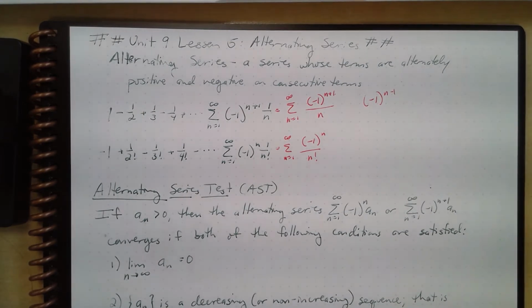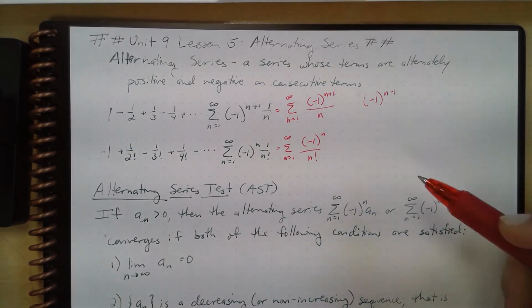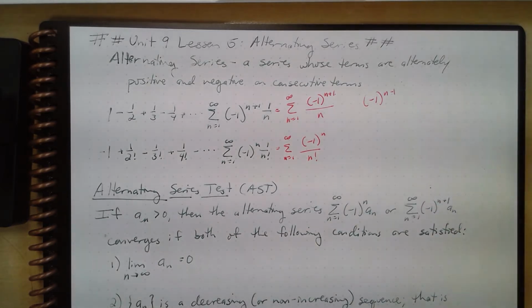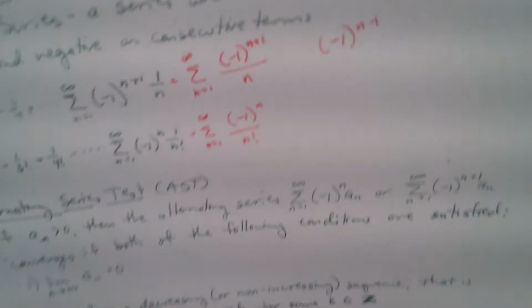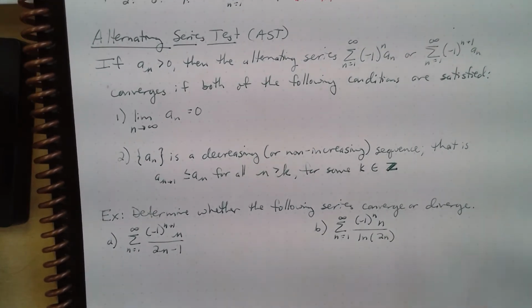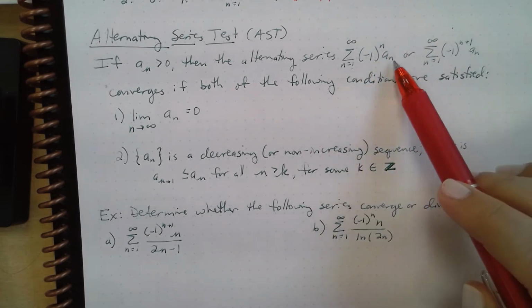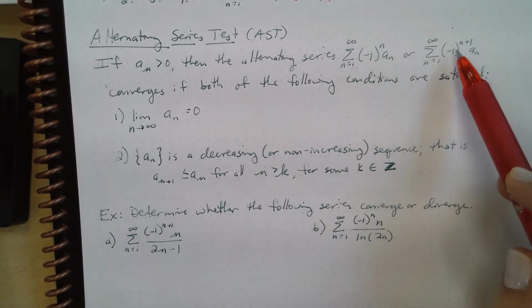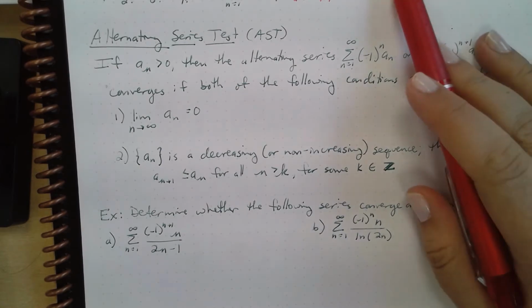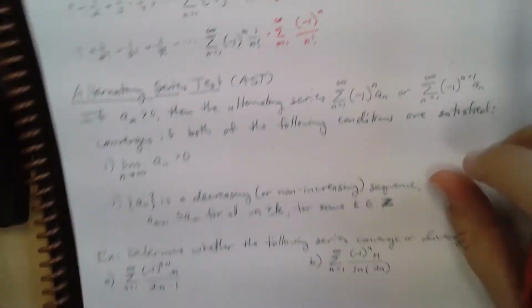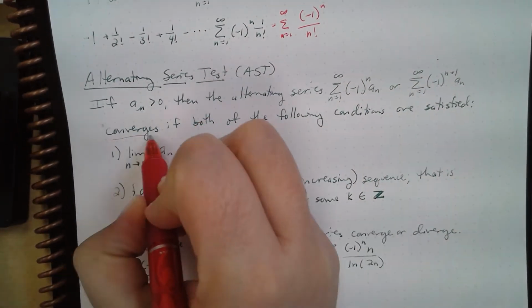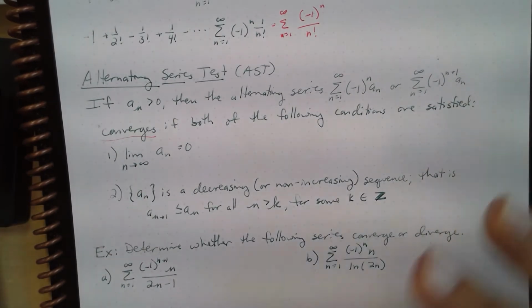There is another one that we'll talk about as we go on, but basically these are alternating series. So this is it. And we actually have a test for alternating series. So if a sub n is greater than 0, then the alternating series, the sum from n equals 1 to infinity of negative 1 to the n times a sub n, or negative 1 to the n plus 1 a sub n, and it could be this one too, to the n minus 1, converges if both of the following conditions are satisfied.